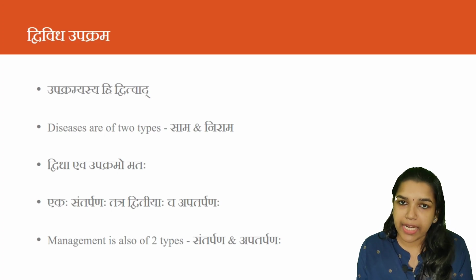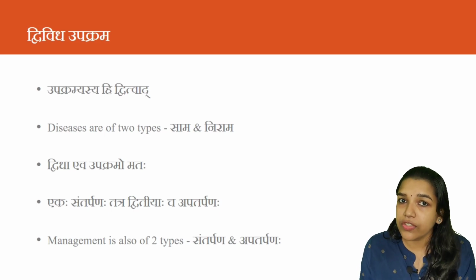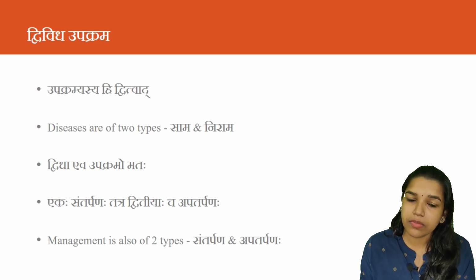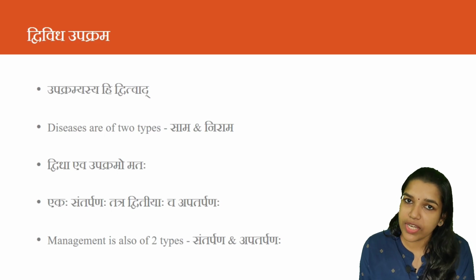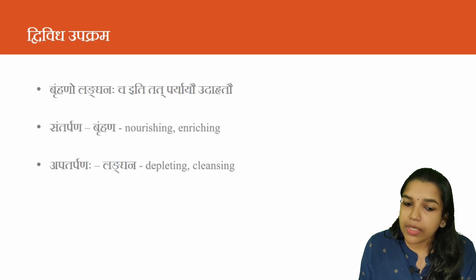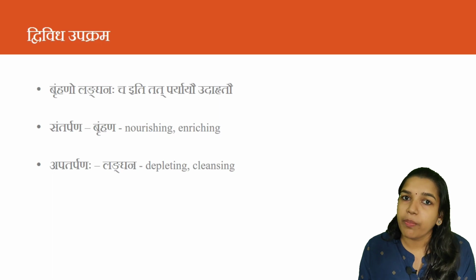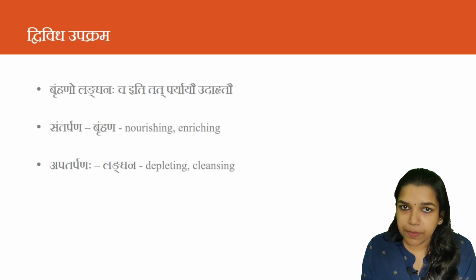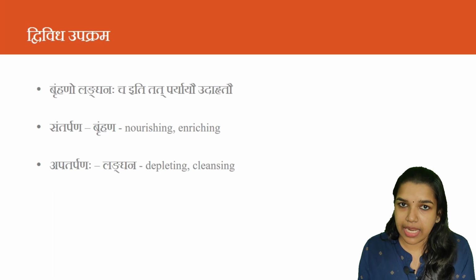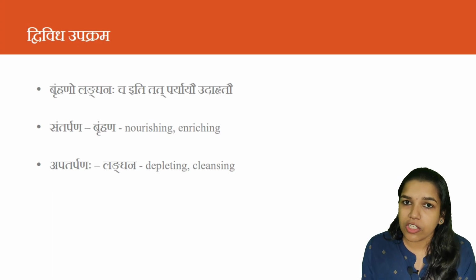And the two types of management are, one is sandarpana and the next is apatarpana. So as the disease which we have to manage or treat is of two types, that is sama and nirama, the management for this is also considered as two types, that is sandarpana and apatarpana. Brahmano langhana cha iti tat paryaya udahrato. And the synonyms or paryayas for sandarpana and apatarpana are mentioned, that is brahmana and langhana. So sandarpana is also called brahmana and apatarpana is also known as langhana.